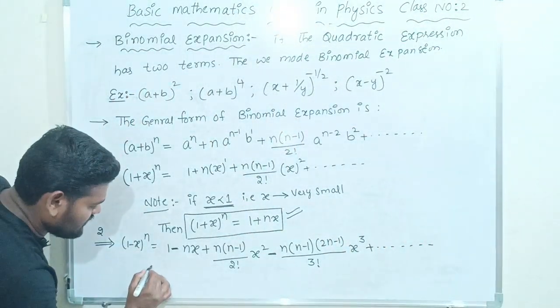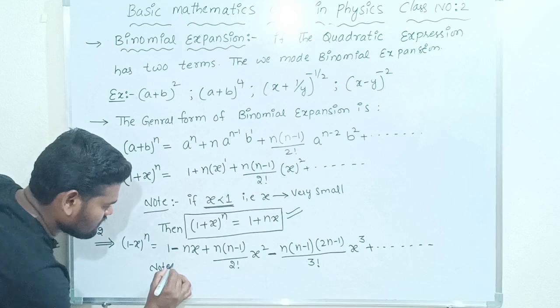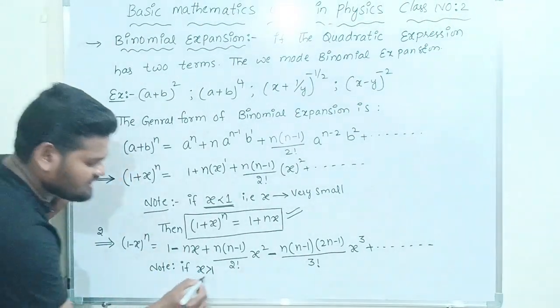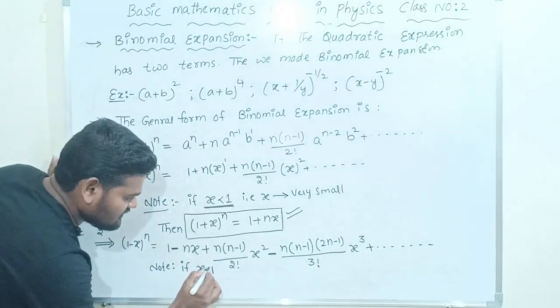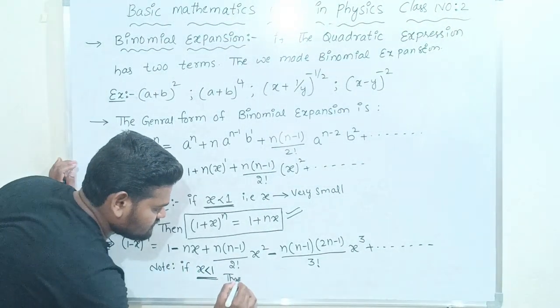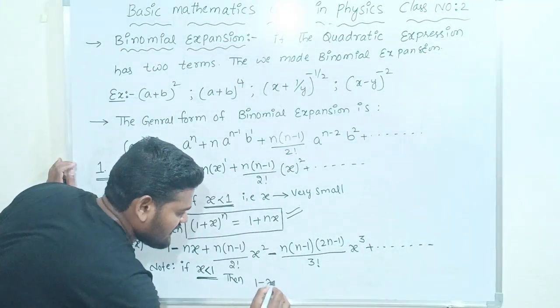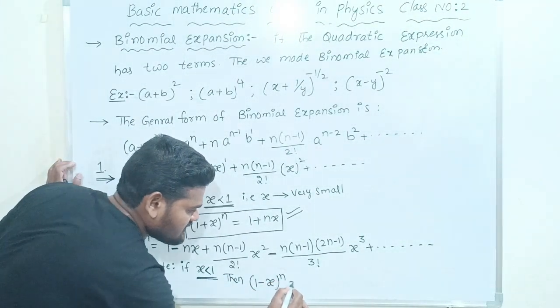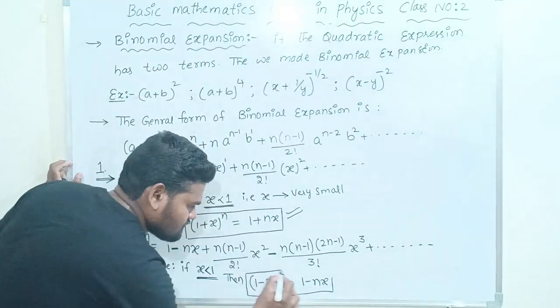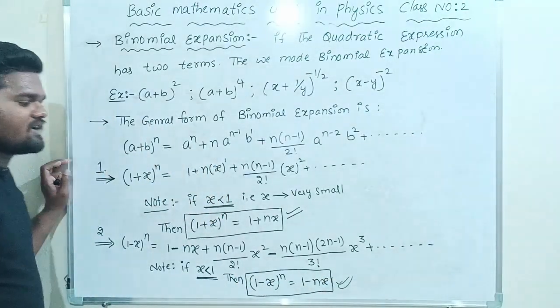Again, note, if x is less than 1, then (1 minus x) whole to the power of n is equal to, we can write, 1 minus nx. You have to remember.